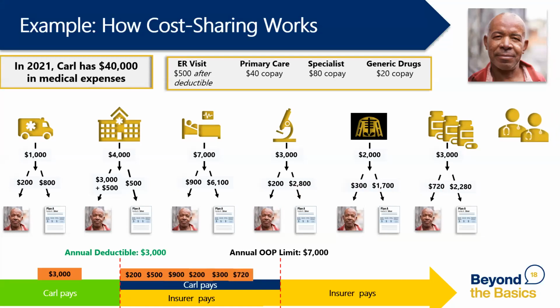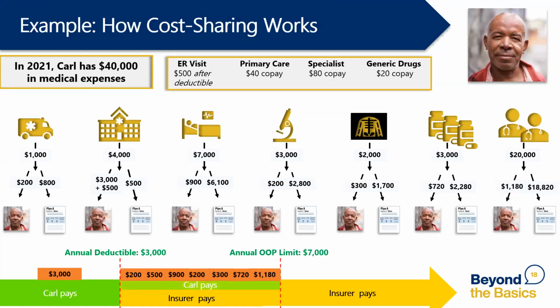Finally, Carl has to see 2 different specialist doctors every month for follow-up care. Specialist visits have an $80 copayment. So he would have to pay $160 in copayments every month, but only until he reaches the out-of-pocket limit, which means that once he's paid another $1,180 in copayments, he will have reached his out-of-pocket limit for the year. So any additional healthcare costs he has will be paid for by the insurance plan as long as Carl stays in network. So Carl doesn't have to make any more copayments.